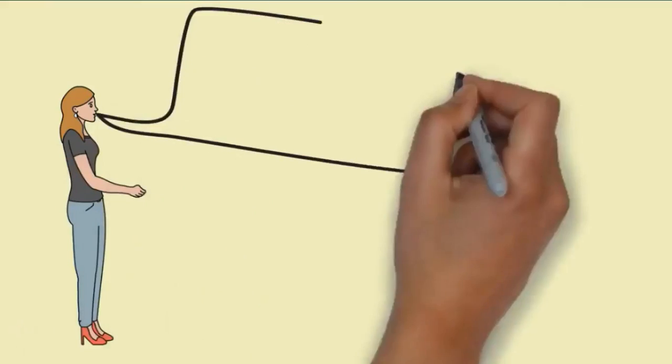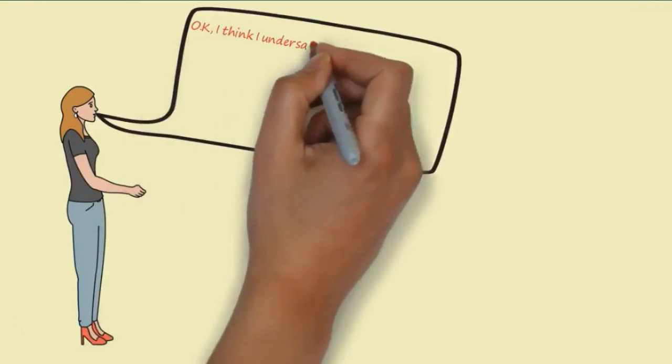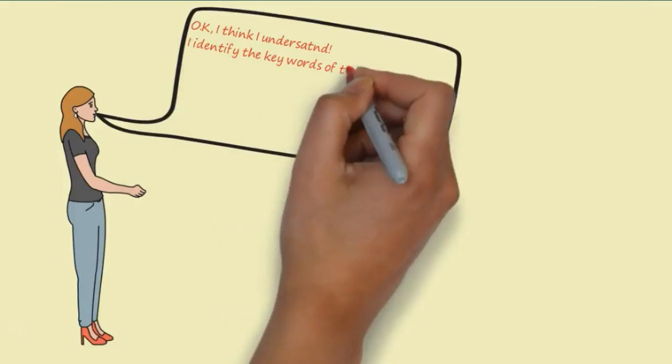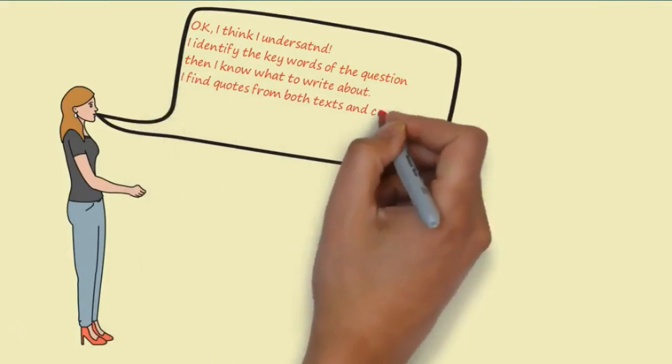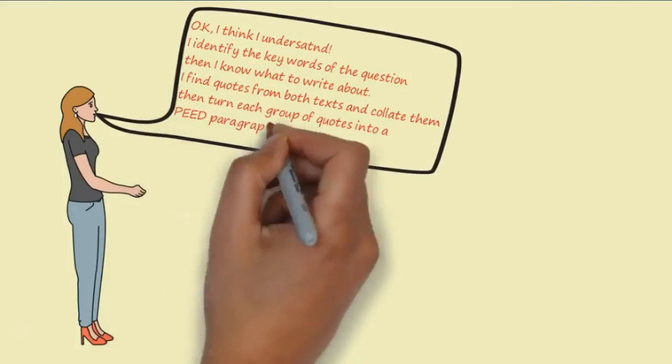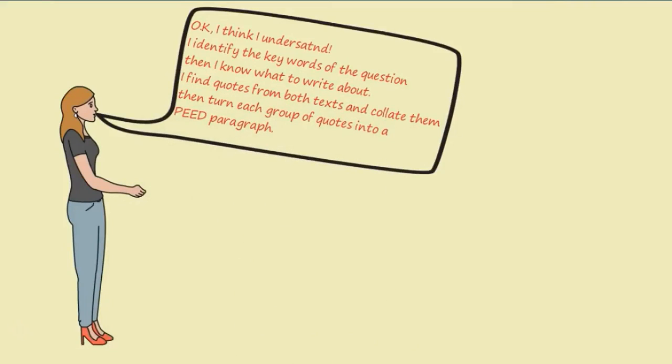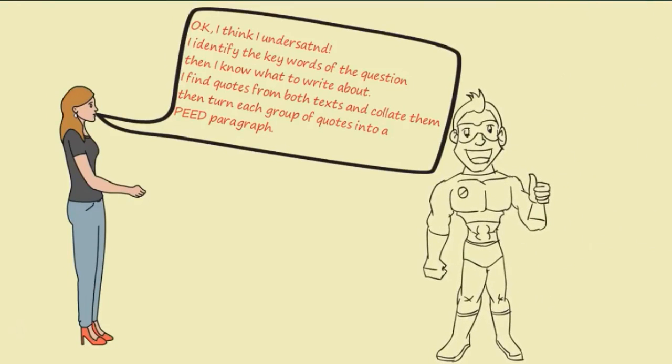Hopefully now you feel like our lady here on the screen and you understand that comparing text is just a matter of a few simple steps. Identify the keywords of the question so you know what to focus on, and then you're ready to go and find some quotes that relate to that particular focus and turn each group of quotes into P paragraphs with embedded quotes and explanations. And do you know what? It really is that simple.